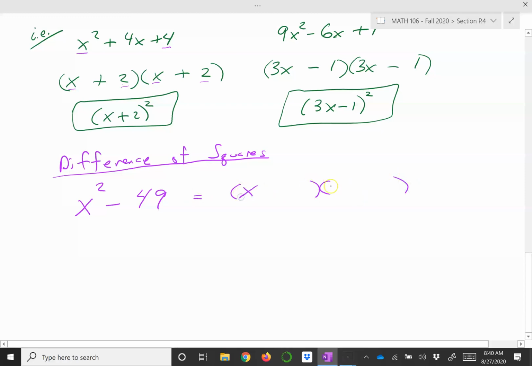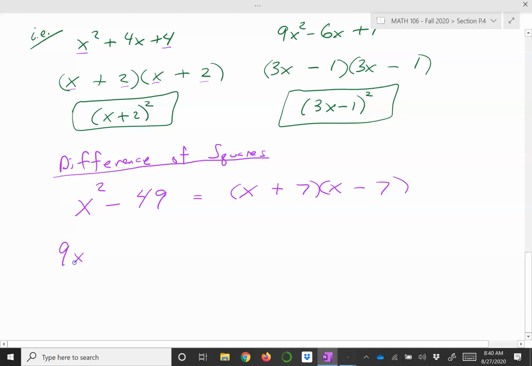You put your x term here, right? The square root of x squared is going to give you x, so that goes at the beginning of each binomial. And then the square root of 49 is 7, that goes here. Now the only difference is, in order to get 49 to be negative, the signs on 7 have to be different. It doesn't matter if you have the x minus 7 first or the x plus 7 first. Okay, so these are kind of simple.